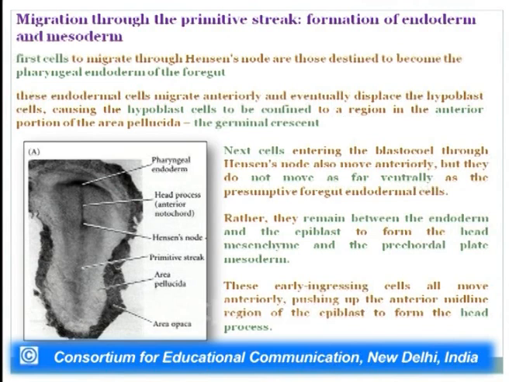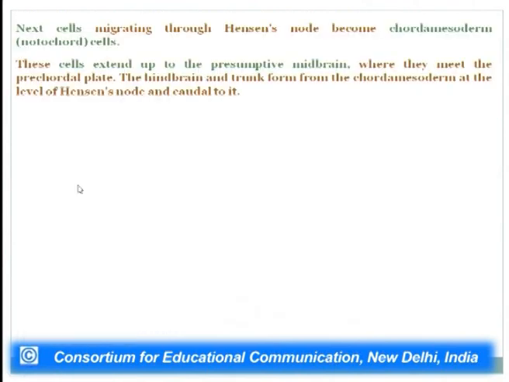These early ingressing cells also move anteriorly, pushing up the anterior midline region of the epiblast to form what is called the head process. So, you can see this head process has been developed. So, this is the Hensen's node and they have moved anteriorly. The first is the pharyngeal endoderm which has started developing, and then the head process region has been developing.